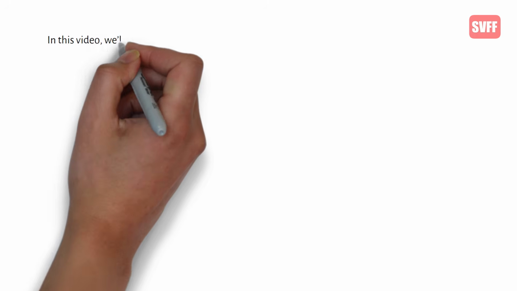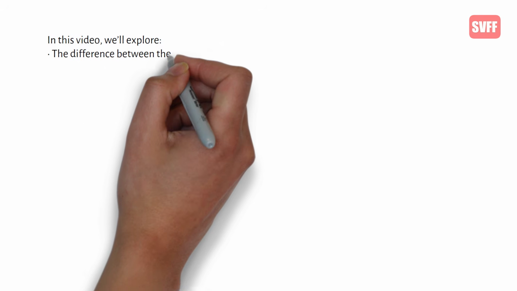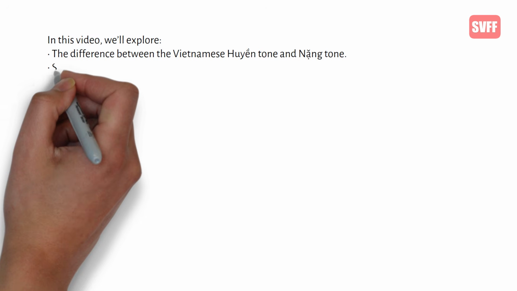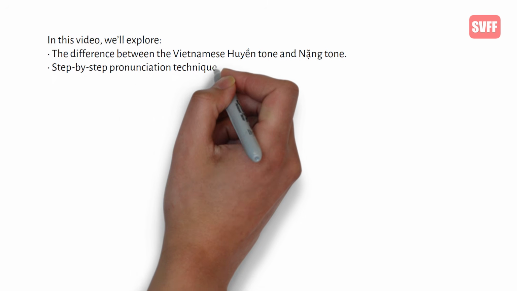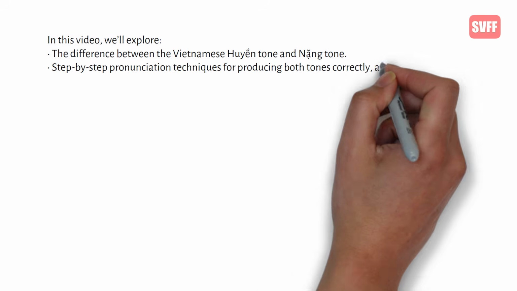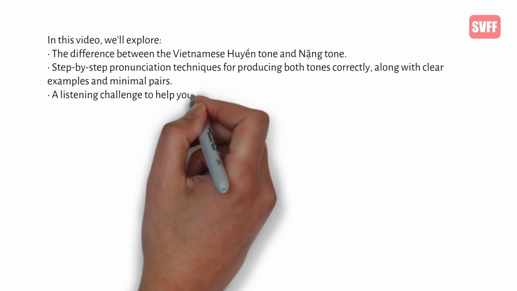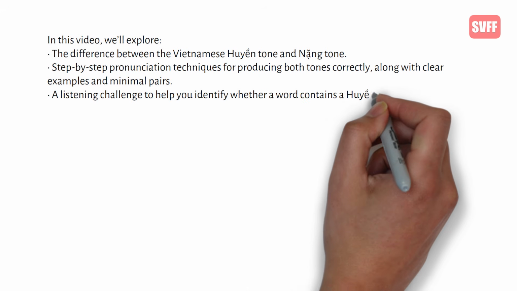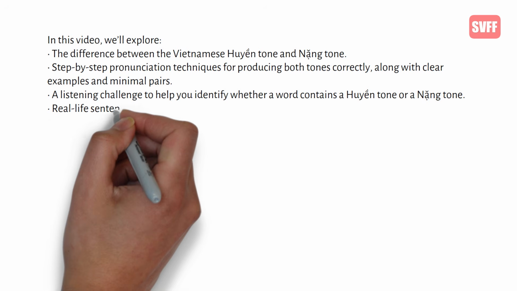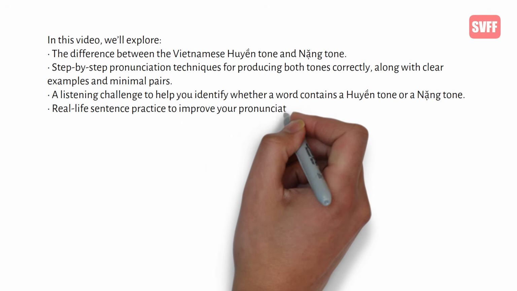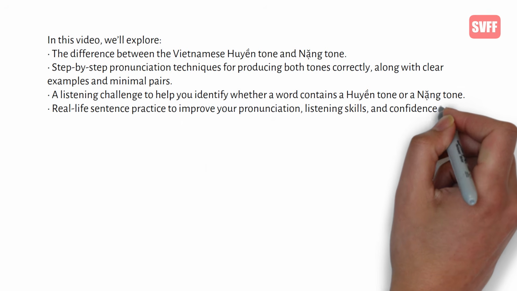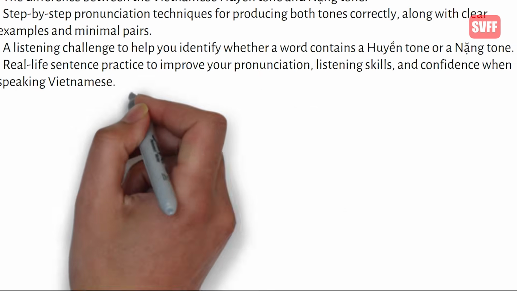In this video, we'll explore the difference between the Vietnamese Huyền tone and Nặng tone. Step-by-step pronunciation techniques for producing both tones correctly, along with clear examples and minimal pairs. A listening challenge to help you identify whether a word contains a Huyền tone or a Nặng tone. Real-life sentence practice to improve your pronunciation, listening skills, and confidence when speaking Vietnamese.